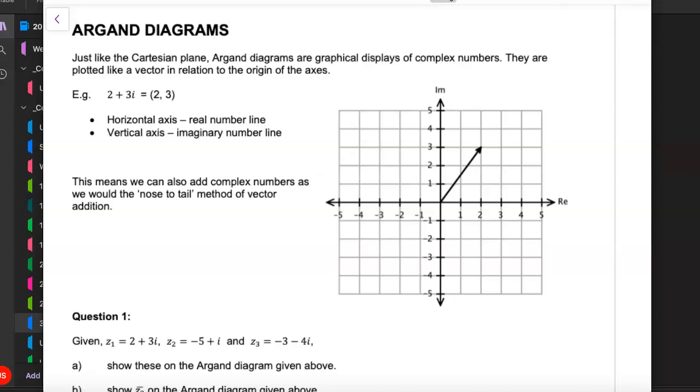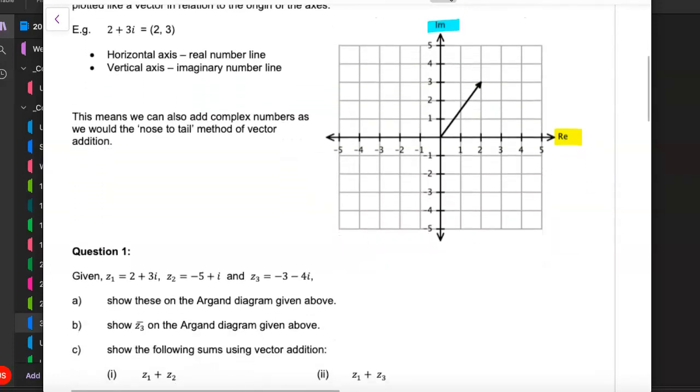So in this video, we're going to have a look at the Argand diagrams in a little bit more detail. Just like the Cartesian plane, this diagram is the graphical display for complex numbers. So it's in the complex plane. They're plotted like a vector in relation to the origin of the axes. Our horizontal axis represents our real number, so the value of a, and our vertical axis represents the imaginary part, b. So you can see on this diagram, I've plotted the complex number 2 plus 3i, or (2, 3), in the complex plane on an Argand diagram.